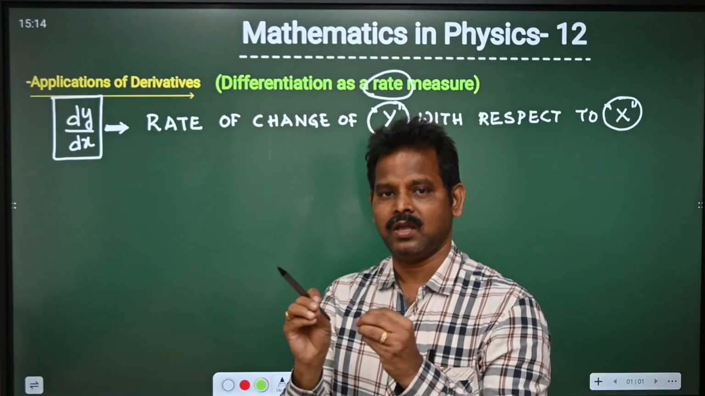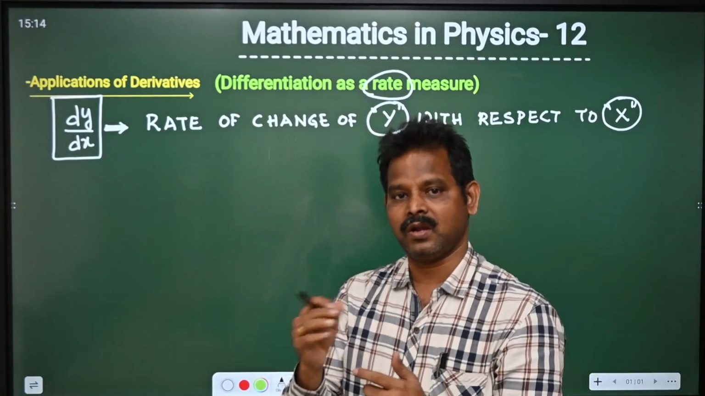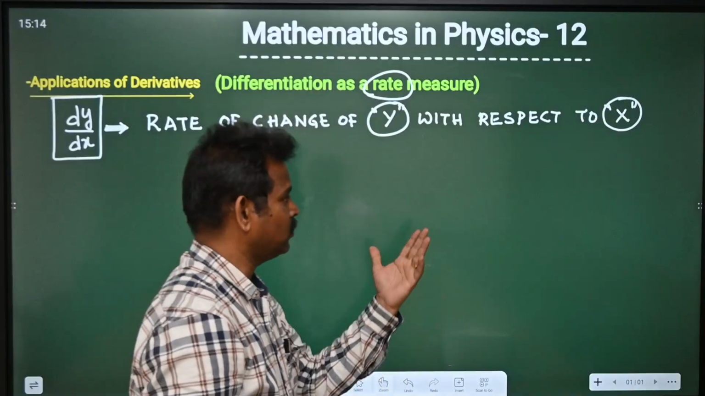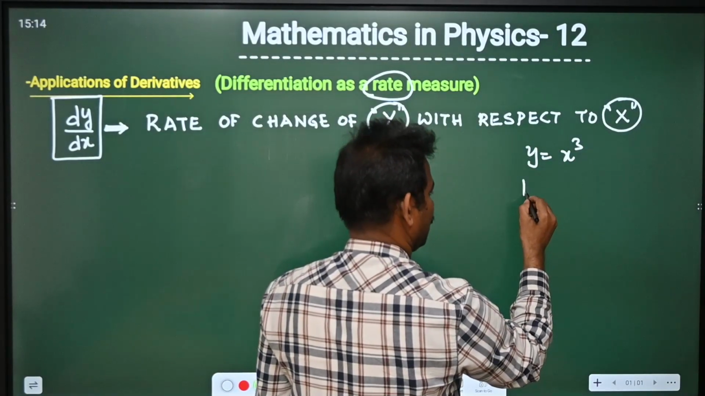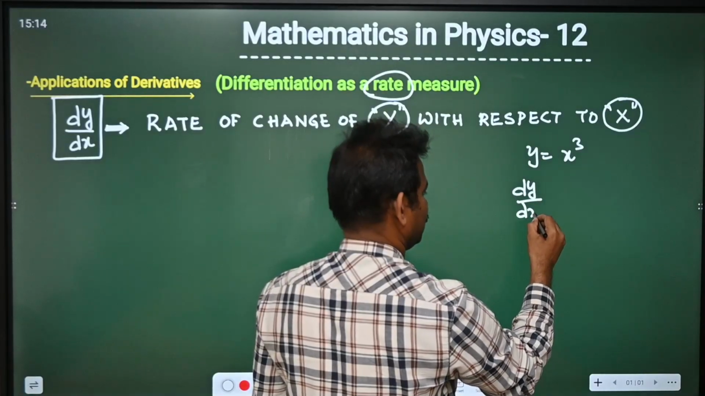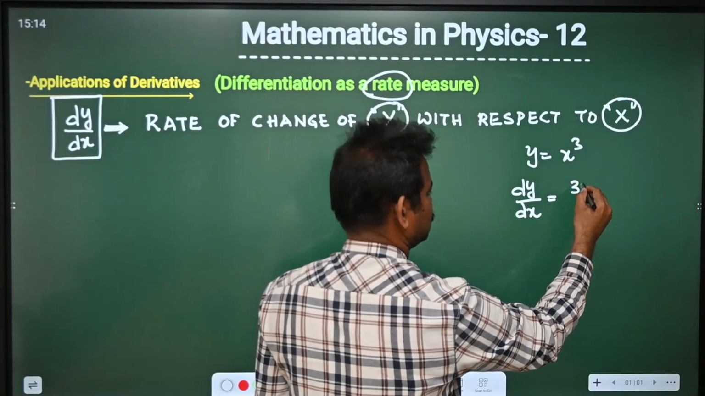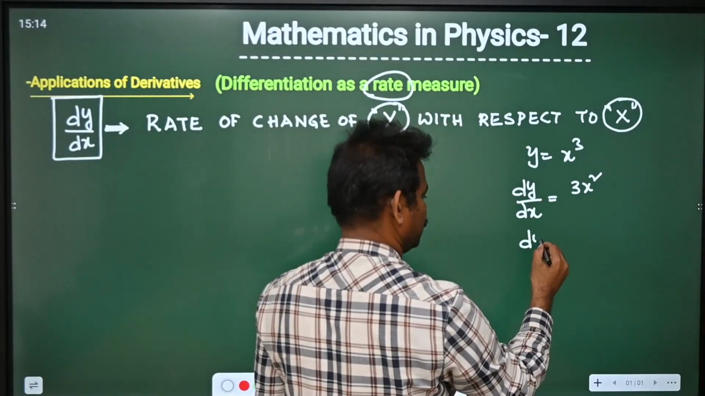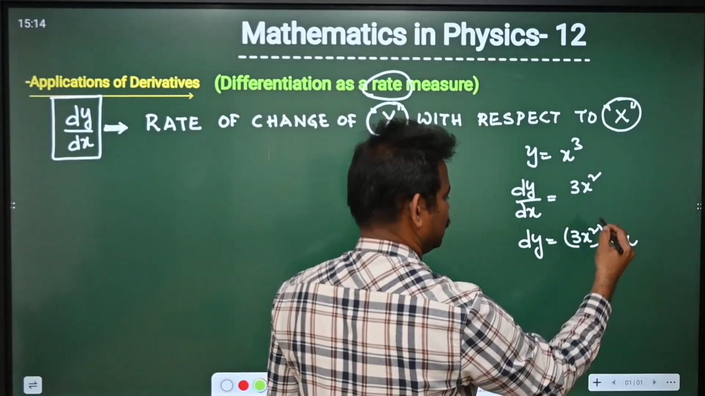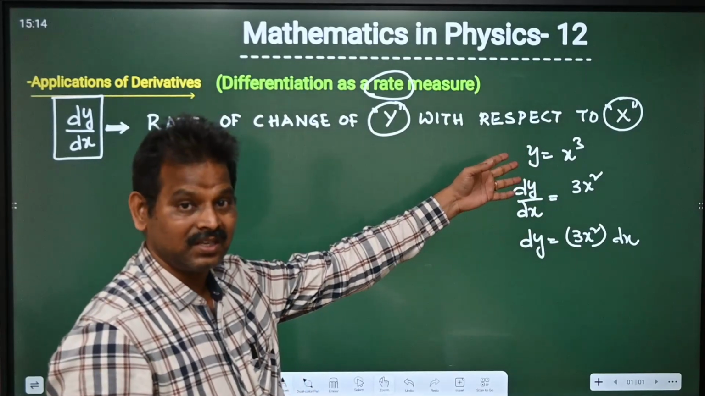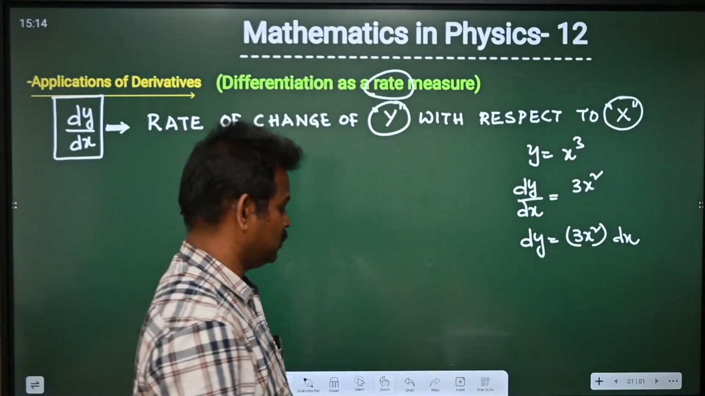So for this there is a rule of relationship between y and x. Depending on that we can find out, suppose y is equal to x cube. How does y change with respect to x? We know this is 3x square. So change in y is equal to 3x square times the change in x. This is the change of y with respect to x.